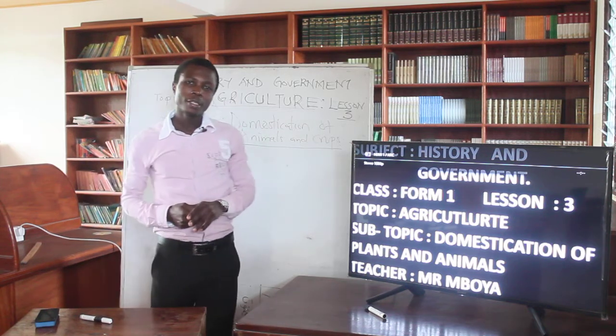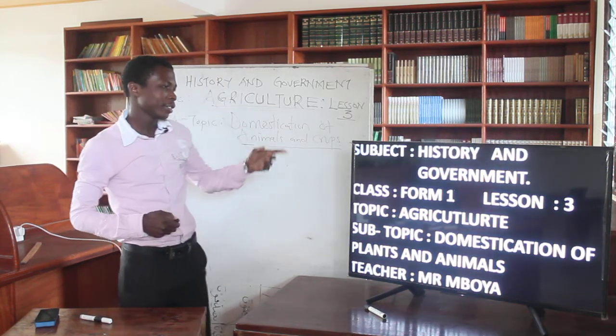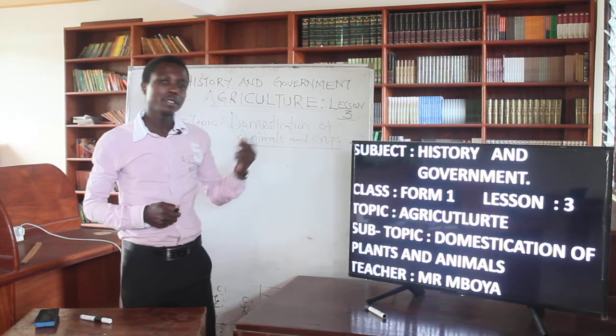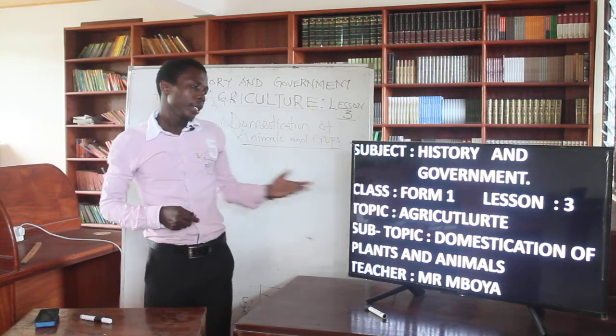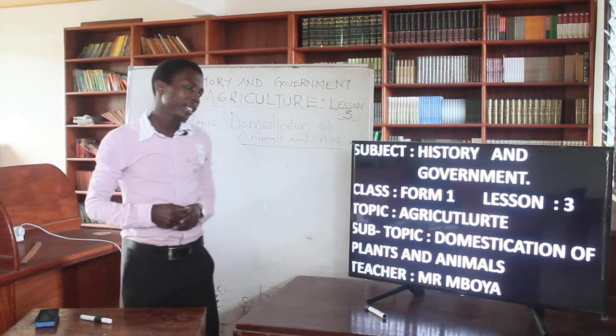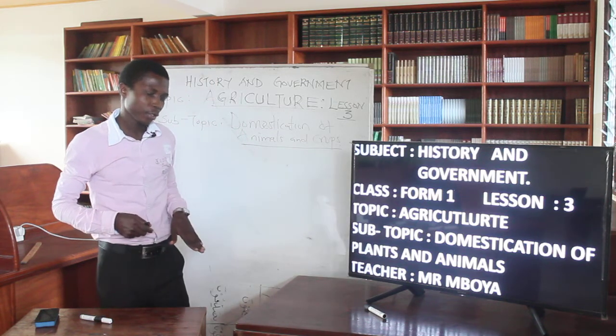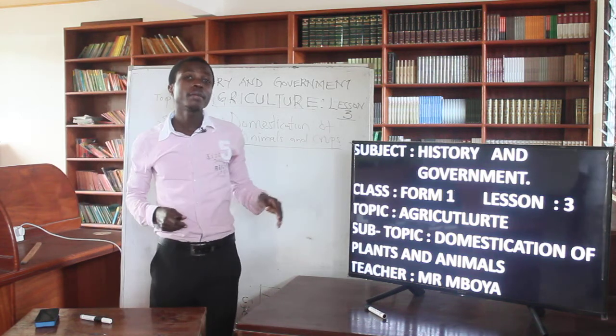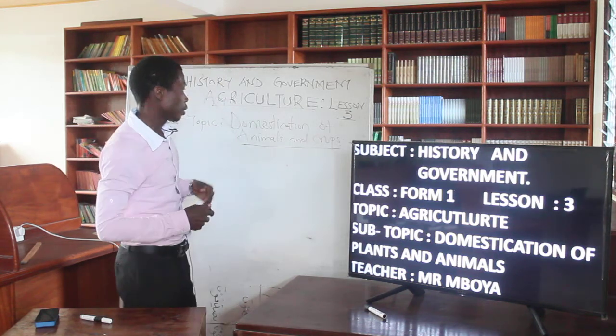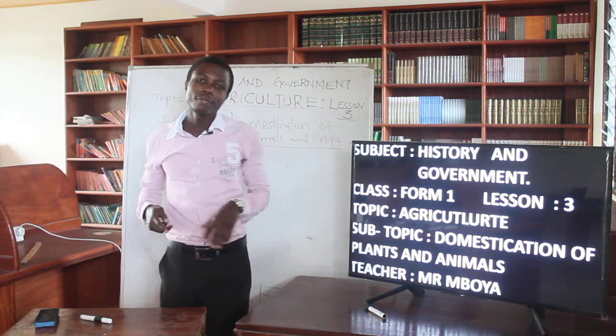Welcome back, students. This is yet another lesson, History and Government Form 1, lesson 3. Our topic today is agriculture, and the subtopic is the domestication of plants and animals. I am Mr. Mboya as usual. What you're going to learn here is very, very simple.